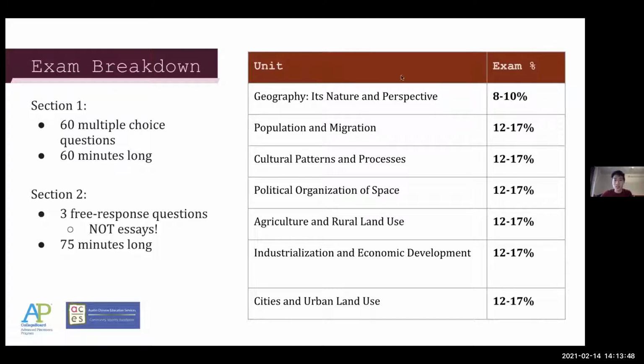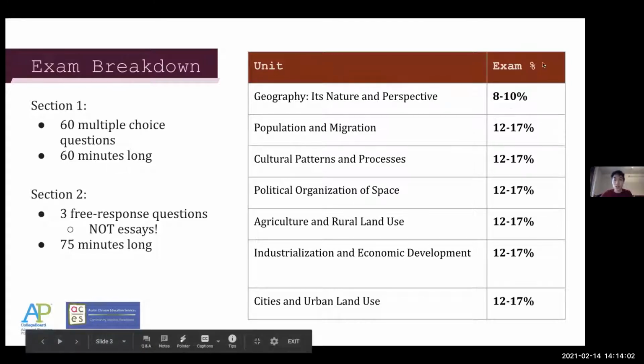There are a total of 7 units, and each of the units makes up pretty much an average of 12 to 17% of the exam. So each of these units is equally important, and we will be using these units as the structure for the lesson plan.